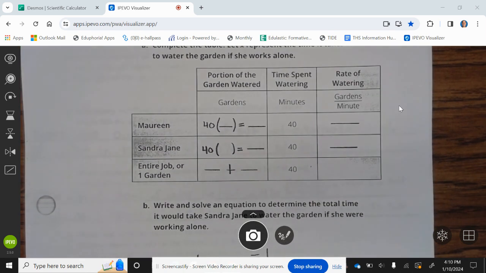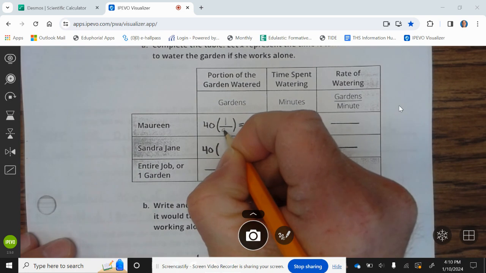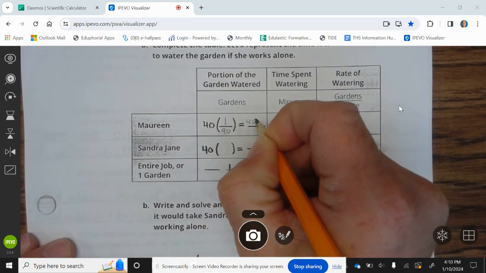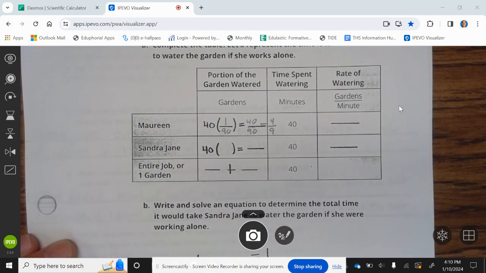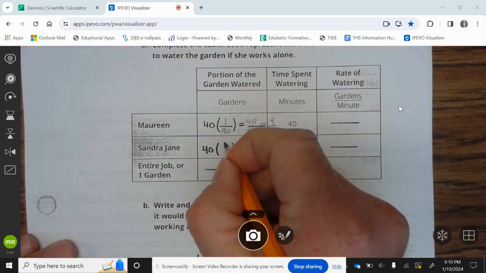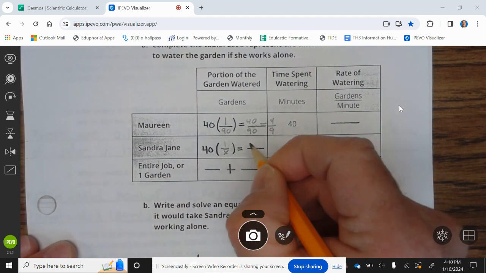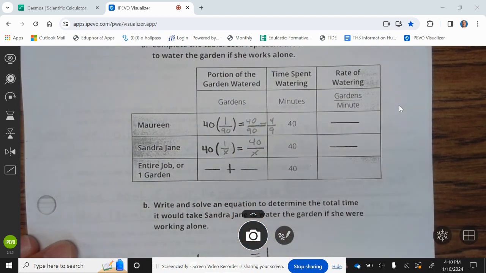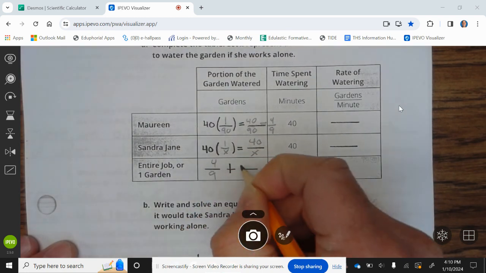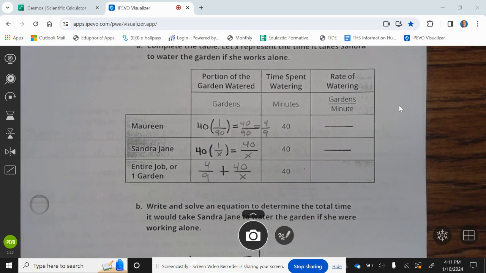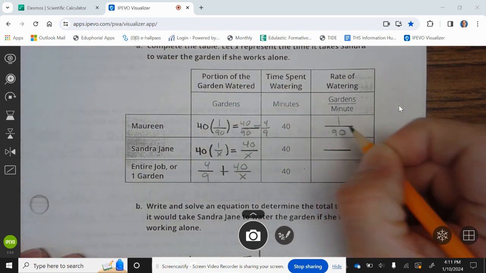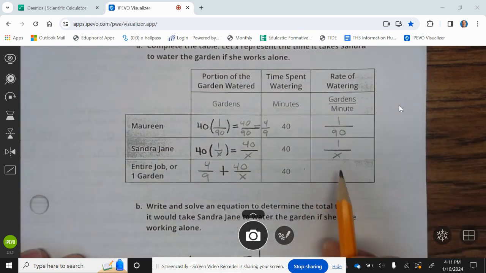All right, portion of the garden watered. Marina is 40 times 1 divided by 90, which equals 40 divided by 90, which equals 4/9. Sandra Jane is 40 times 1 divided by X, which equals 40 divided by X. So the entire job would be 4/9 plus 40 divided by X. Now, Marina's rate of watering is 1 divided by 90, and Sandra Jane's is 1 divided by X, and you can leave that box blank. All right, go ahead and finish the table.